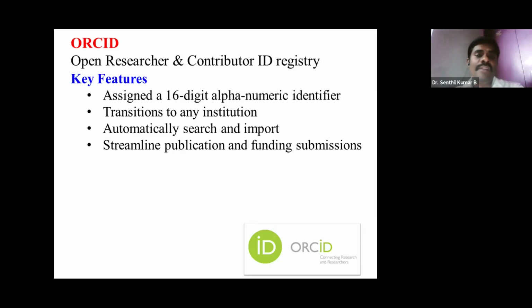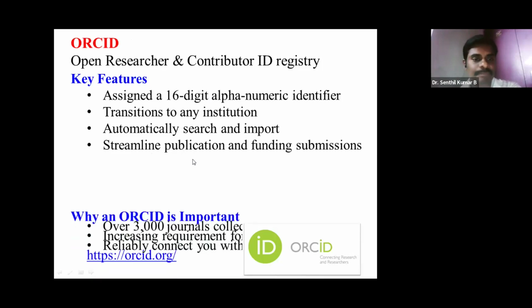And if you have any transition to another institution, this will not be a problem. This will be a common account. If you are moving from one institution to another institution, don't worry. This is going to have only one common number. You can go to your account, edit your affiliation and correct it. It automatically searches and imports all the publications done in Web of Science and also in Scopus. And it streamlines the publications and funding submissions.